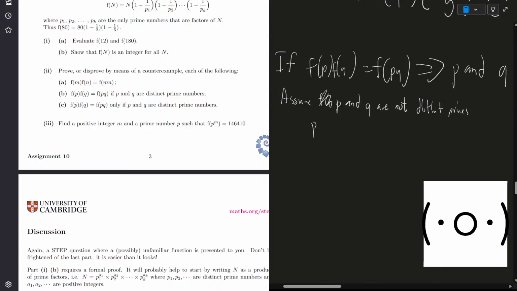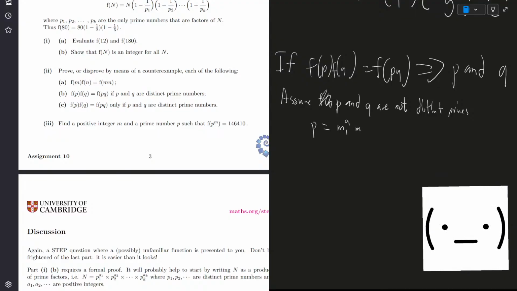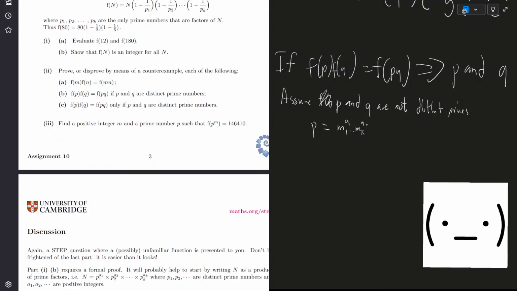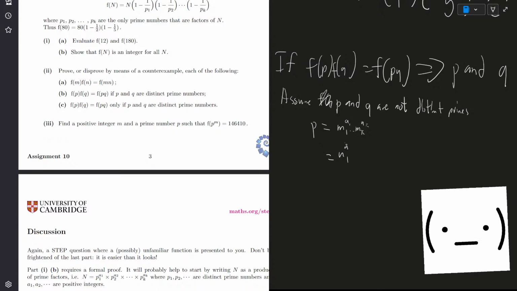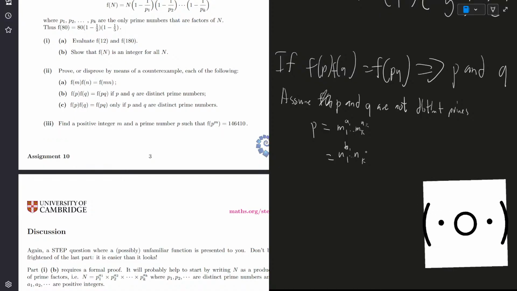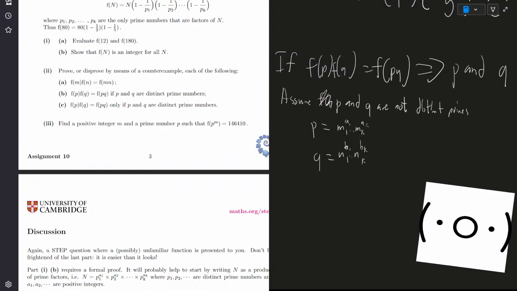Does this work? Oh, okay. So P equals M1 to the A1, up to M_K to the A_K, and N1 to the B1, up to N_K to the B_K equals Q.